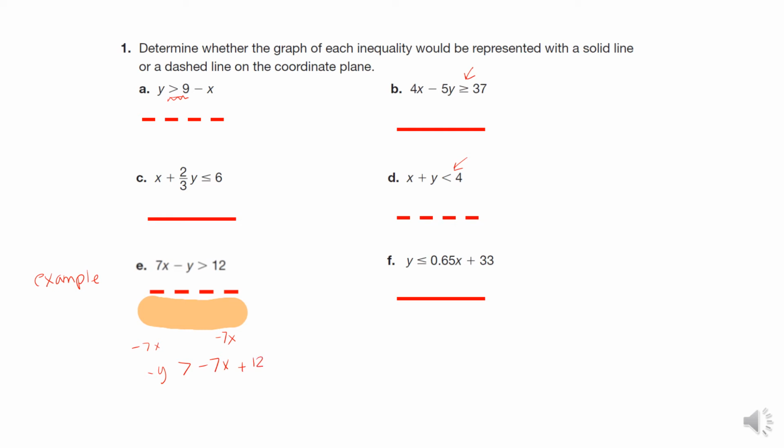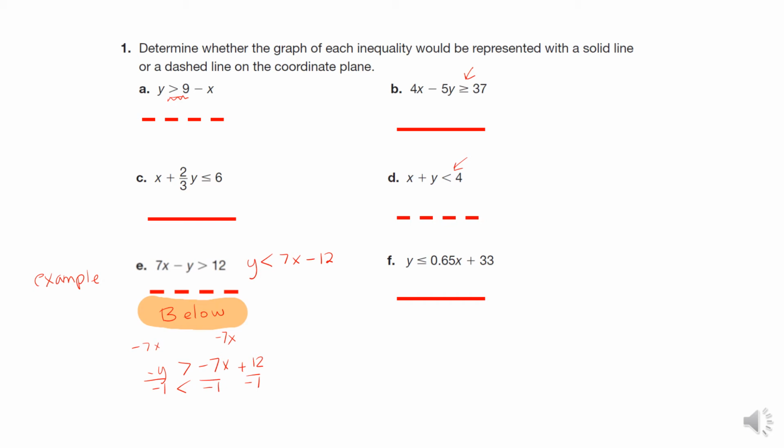And then I have to get rid of that negative because slope-intercept has just a y by itself. So divide by negative 1. But when I divide by a negative across my inequality, I have to flip it. So now my equation is y is less than 7x minus 12. And I can see that y is below, so I'm going to shade below. So that's why you want to put them in slope-intercept form or graph them and use a test point.